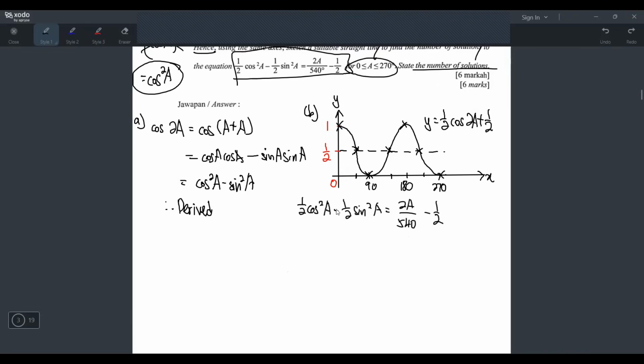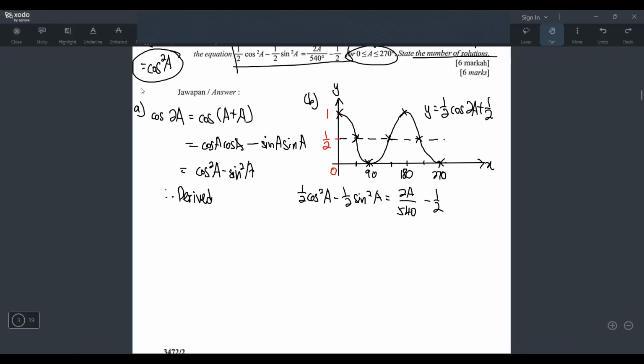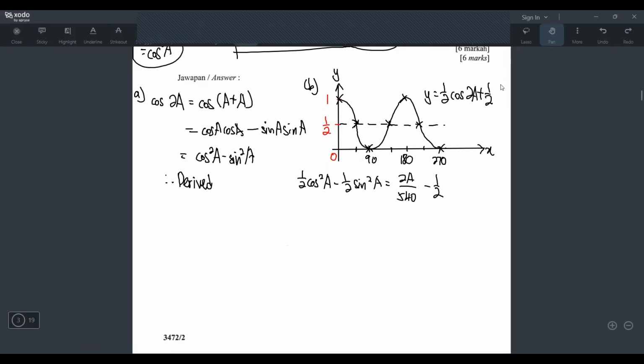We have to refer to our previous question, because our previous question told us that y is actually equal to 1/2 cos 2a plus 1/2. So what I'm going to do now is try my best to change this equation to 1/2 cos 2a plus 1/2, because if I can do that, then I can change it to y. Then my equation will have y already. So let me tell you what I will do now.